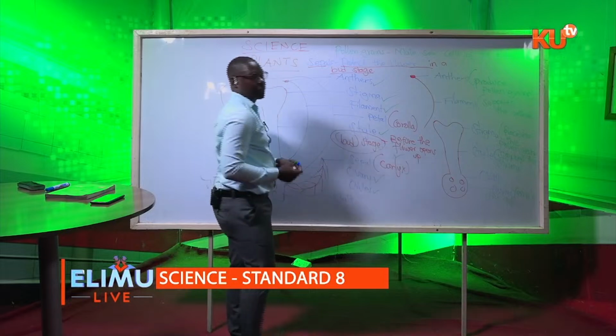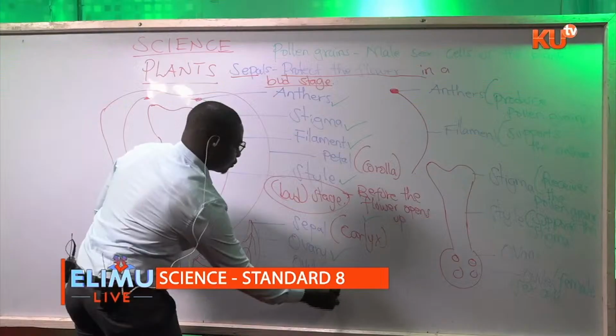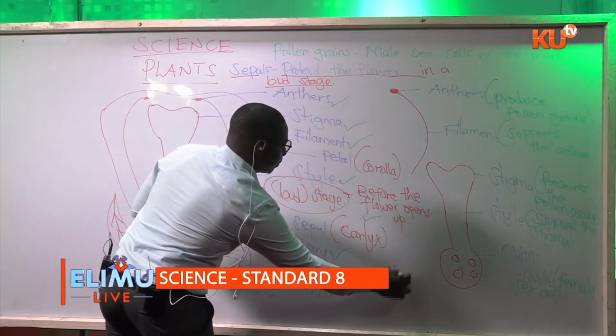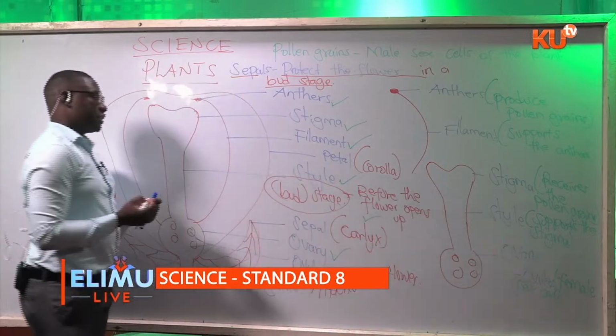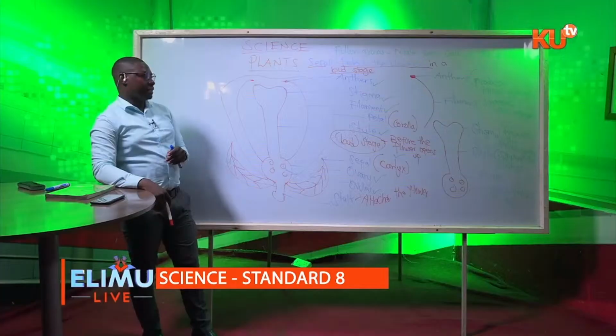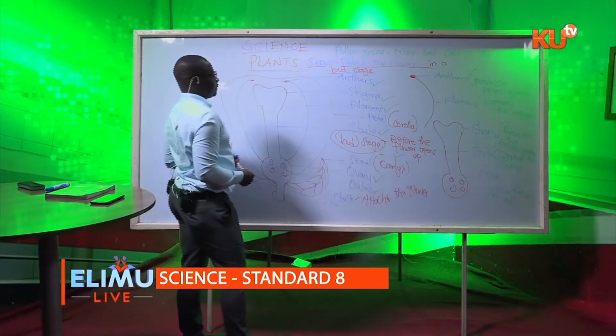Then we have the stalk. The stalk is the one that attaches the flower to the plant. Those are the functions of the parts of a flower. So maybe I can go through them once again very quickly.